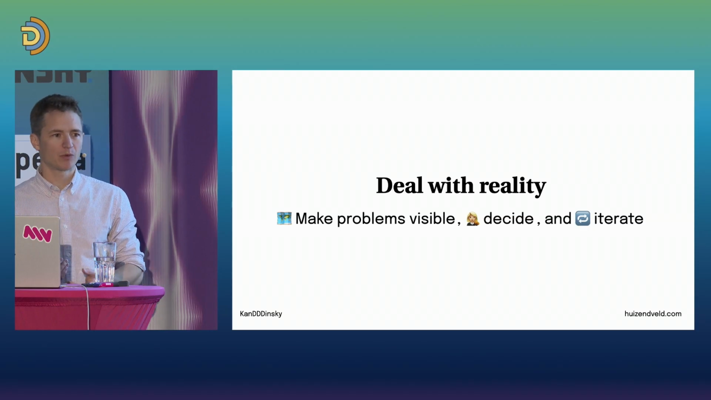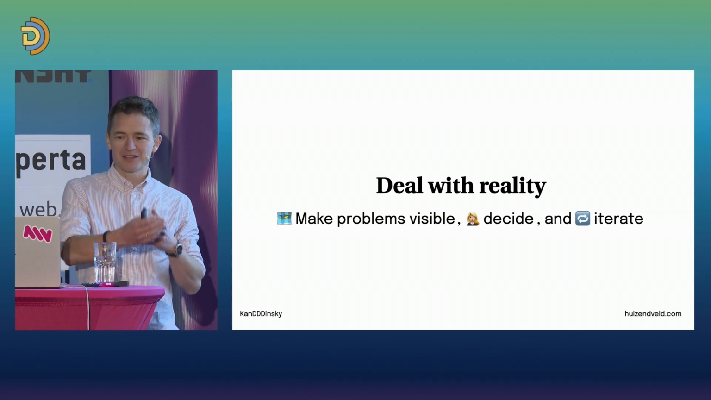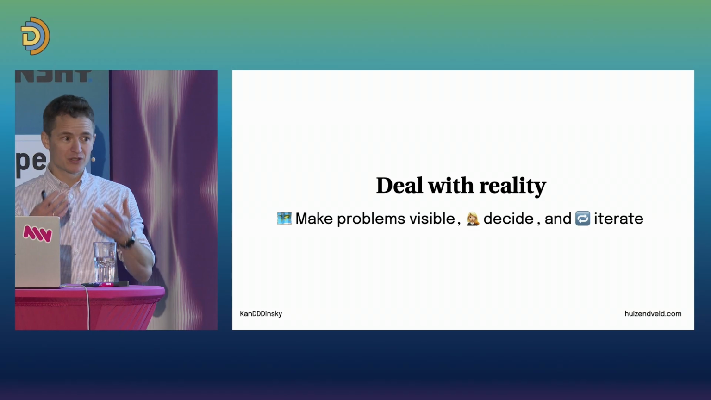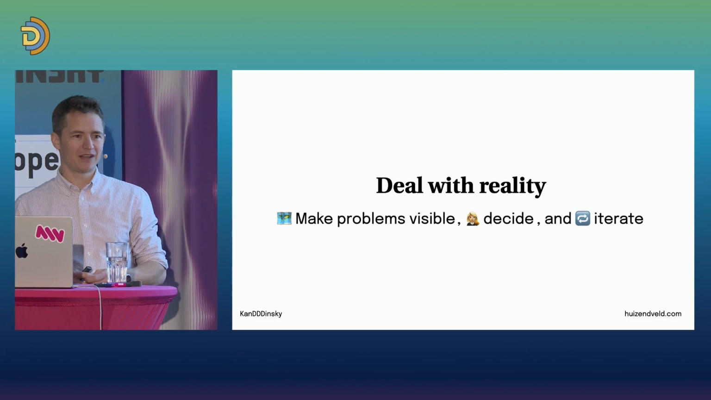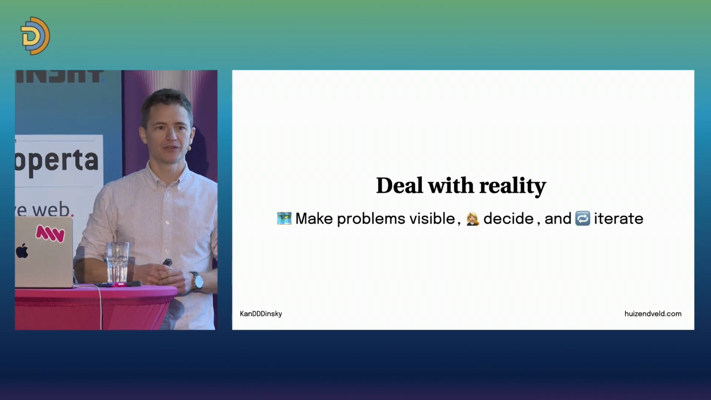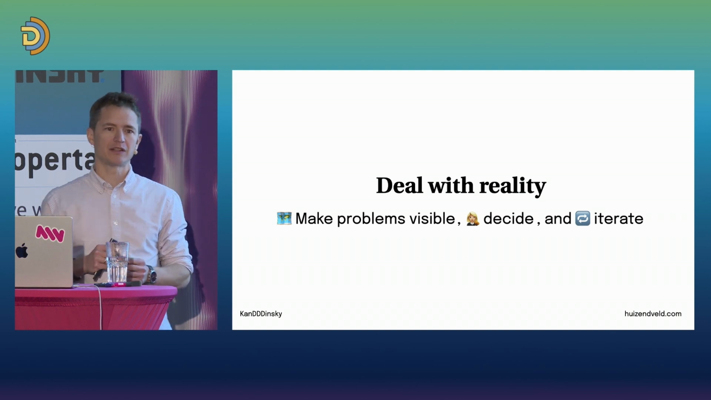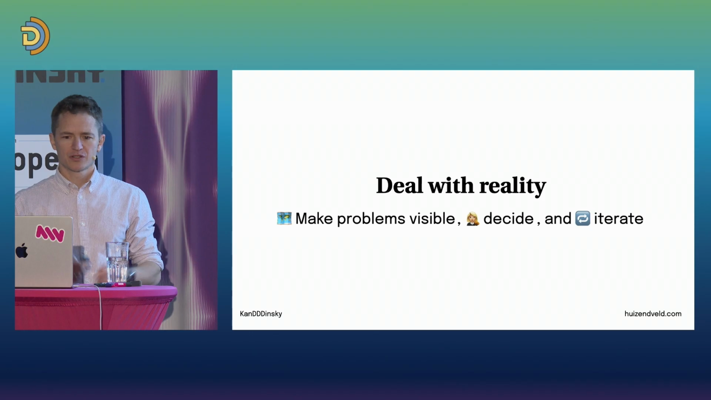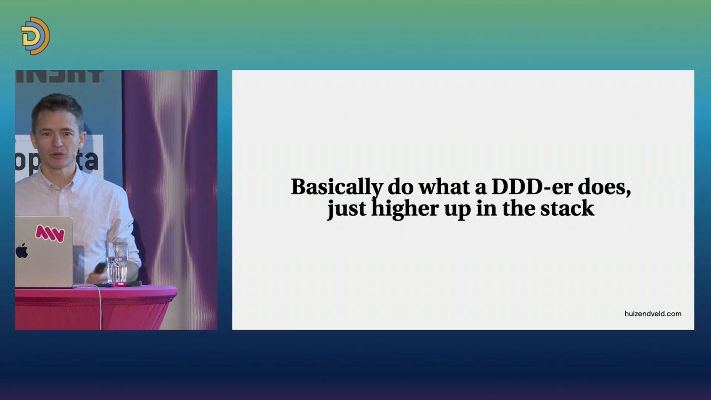But we have to do the same thing when we're doing strategy implementation, which is what we're doing here, right? We have to make these problems visible. We have to decide on how we want to deal with them. And then whenever we think we have a way to move forward with our strategy, we will inevitably figure out that our understanding of reality was slightly different. Or maybe the situation changed to some extent, and we have to iterate on our strategy. So basically what you're doing here is what a good DDDer does, just higher up in the stack, right?